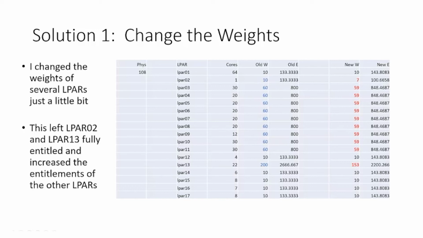But look at what happened to the entitlements of the other partitions. Instead of 800, this went to 848. In fact, all of these LPARs with 60 went to 848. And then look at what happened to these LPARs at the bottom. They had entitlement 133 and their entitlements went up. So what this does is it increases the entitlements in the LPARs that were under entitled without any harm to the partitions where we had previously had excess entitlement. So you want to look carefully at your weights to make sure that you don't make this kind of mistake. This is something that has been popping up in MONWRITE data lately, and I wanted to bring it to your attention.